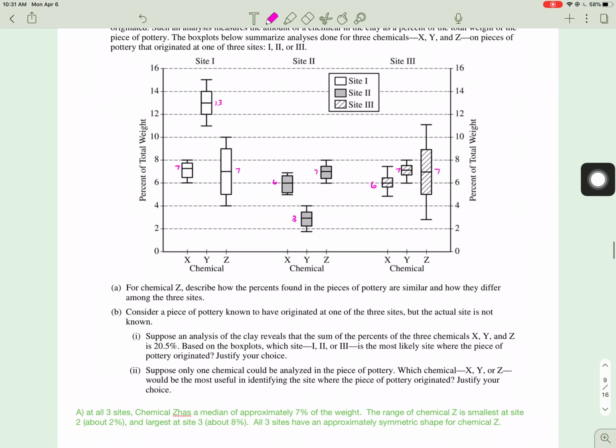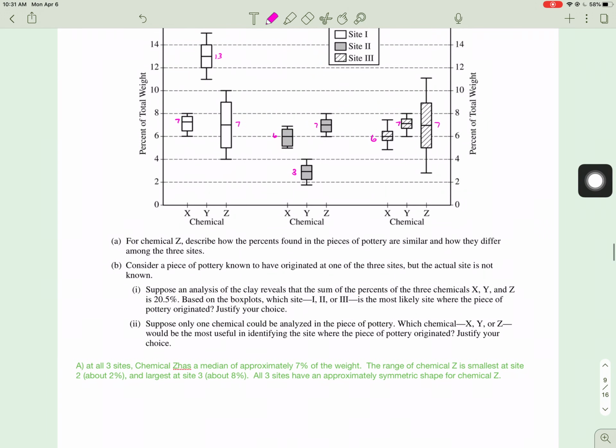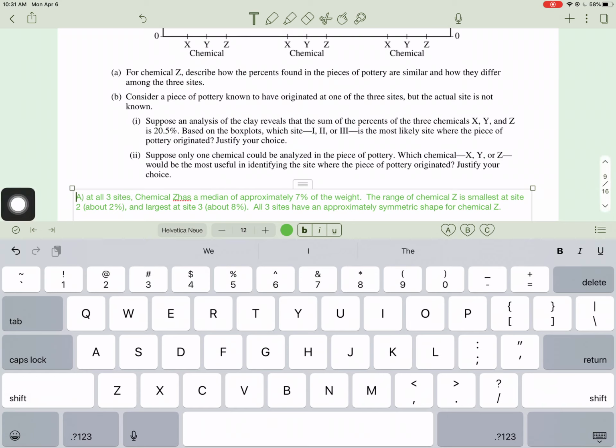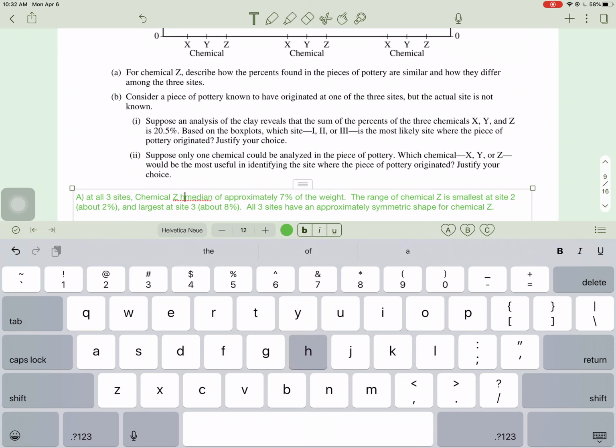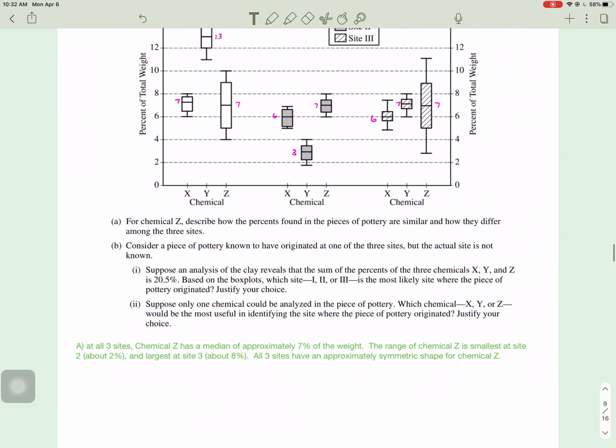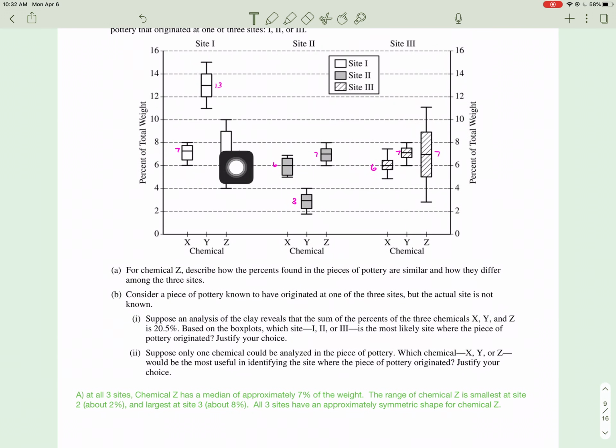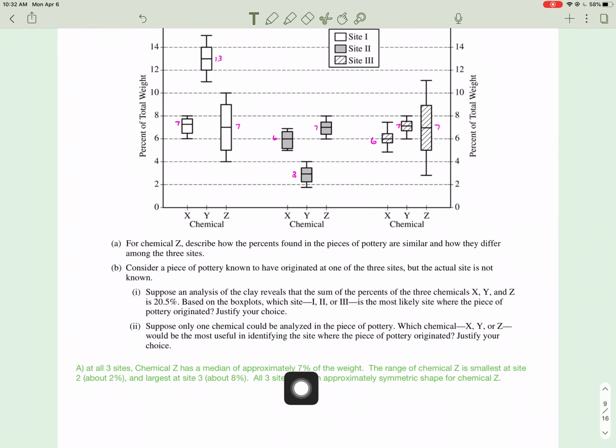So let's see what I wrote. I wrote, at all 3 sites, chemical Z has a median of approximately 7% of the weight. So center, 7%, 7%, 7%. So it's very similar medians. That's the center part. I just went in a weird order, but that's fine.